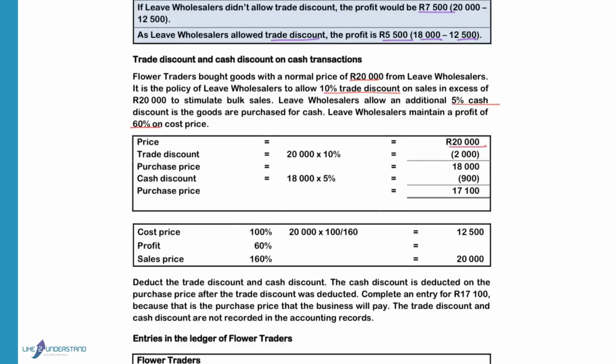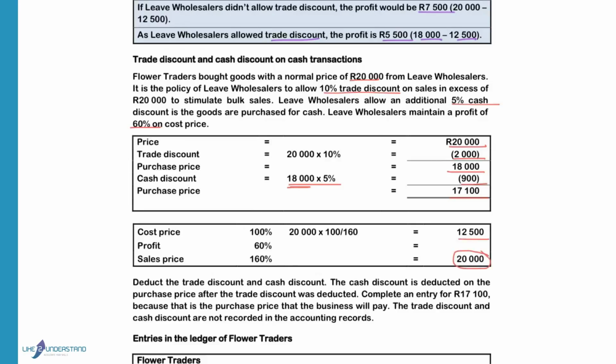Trade discount 10%, we deduct 2,000, so the credit purchase price would be 18,000. If the business decides to pay for the goods immediately, an additional 5% discount will be received on the 18,000, and that will give you 900. So they will actually pay 17,100 for the goods.